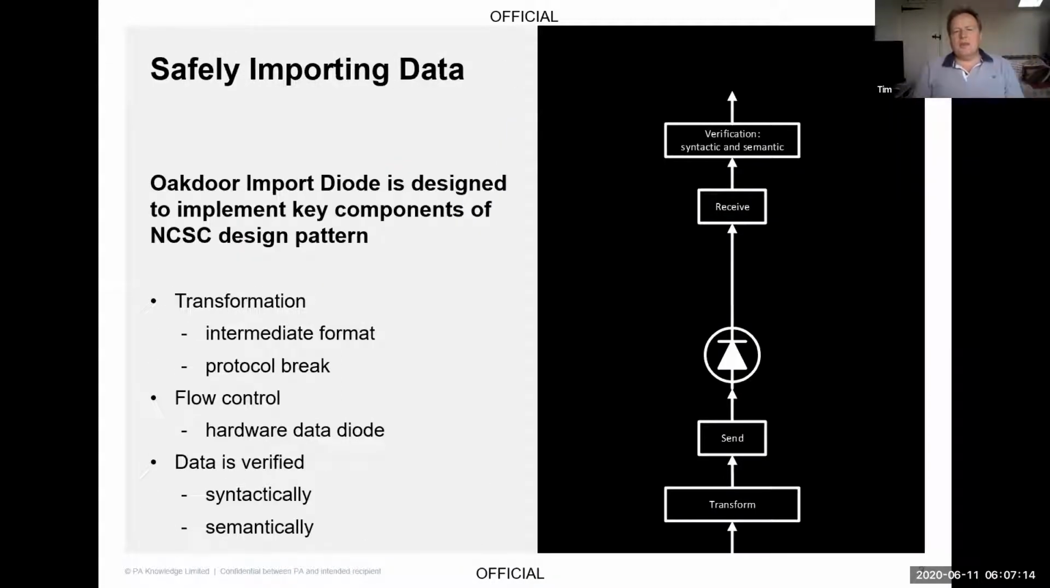So this is the NCSC safely importing data design pattern. What they say is that the first step is to carry out a transformation of your incoming data. That helps you to break any attacking code using a protocol break, and you transform it into data that is simple to verify. You then send your data through the diode. So they've got a sending and receiving function, and then you carry out the verification, so the syntactic and the semantic verification. So syntax is the structure of the data.